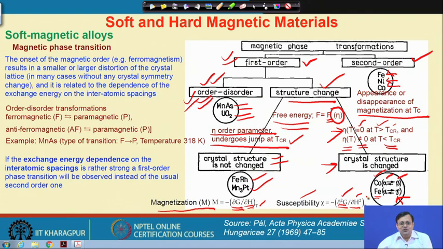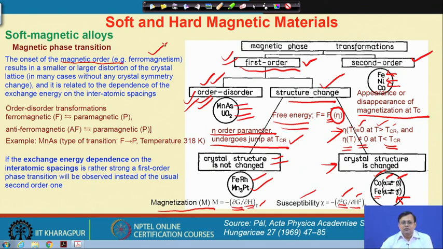So, a crystallographic change is also linked with a magnetic property change. Like the susceptibility will change, the remanence magnetization will change, and all these properties will change. These are linked with the structural change that causes a magnetic property change, and these are called a first order transition. So, the onset of magnetic ordering, or ferromagnetism, results due to a smaller or larger distortion in the crystal lattice, and in many cases without any crystal symmetry change, it is also related to the dependence of the exchange energy on the interatomic spacing.